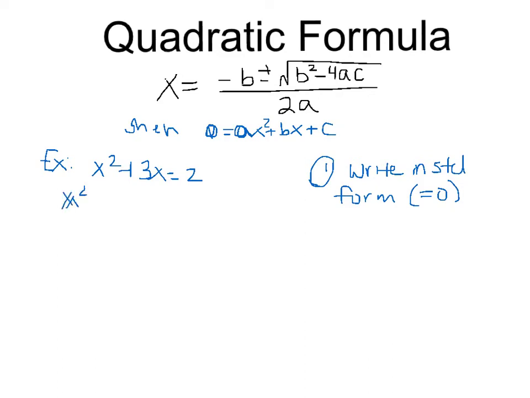So x squared plus 3x, sorry, this looks really ugly. Let's try again. We've got x squared plus 3x minus 2 equals 0. We need to define a, b, and c.